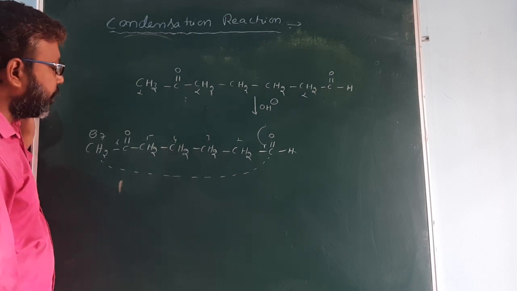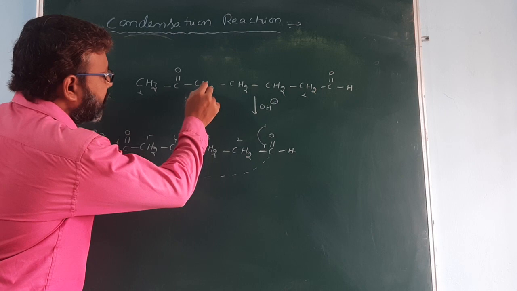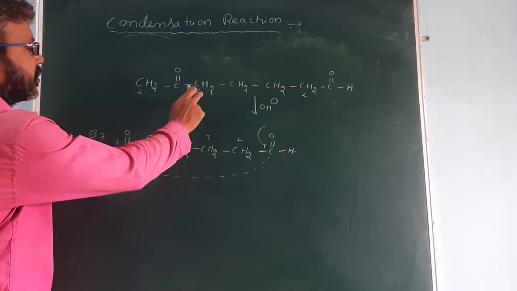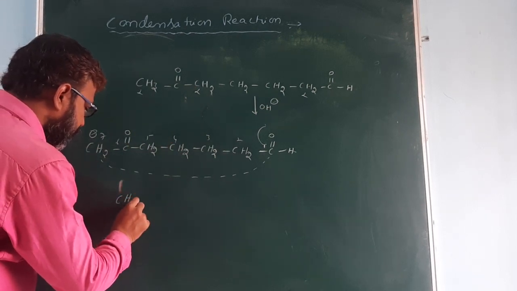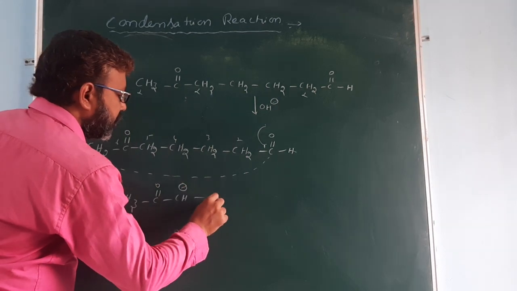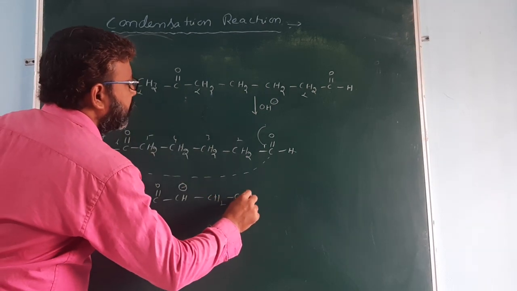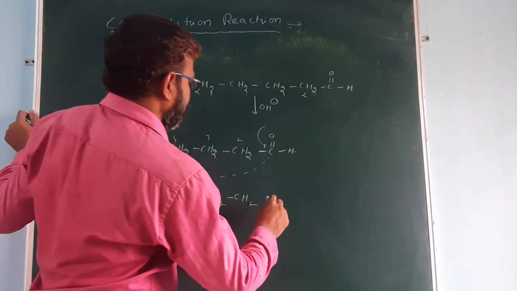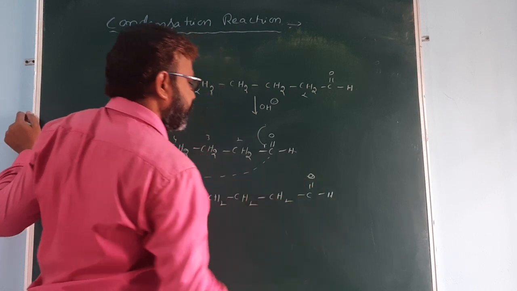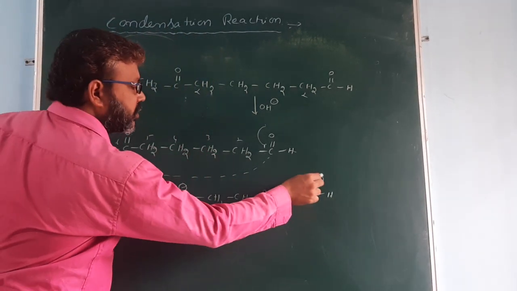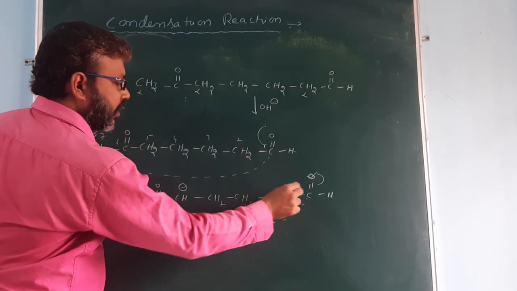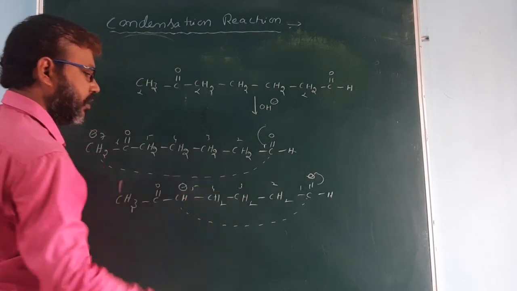Another possibility: OH minus abstracts the proton from this carbon. It is also an alpha carbon. When OH minus abstracts the proton from this carbon, you get CH3, C double bond O, CH minus, CH2, CH2, CH2, C double bond OH. When this pi bond electron shifts to here, it attacks here. We get 1, 2, 3, 4, 5, a 5-membered ring.